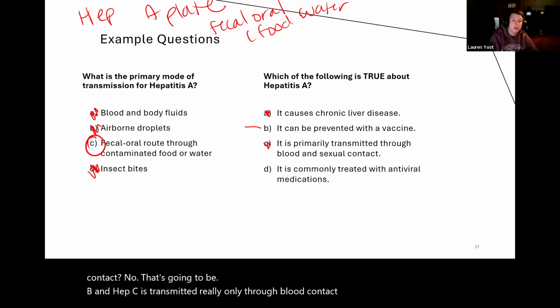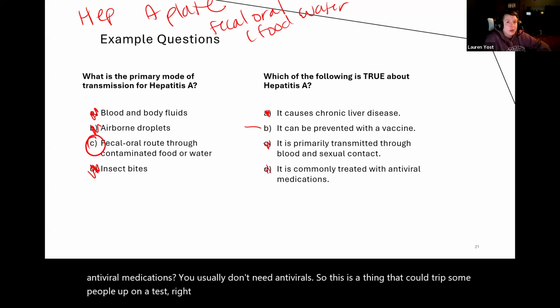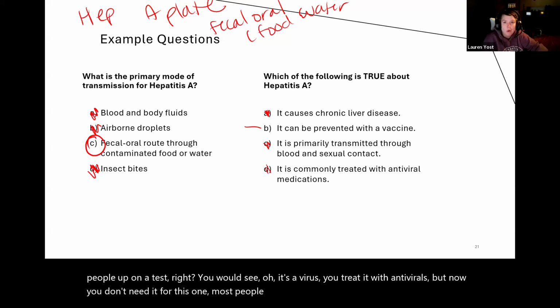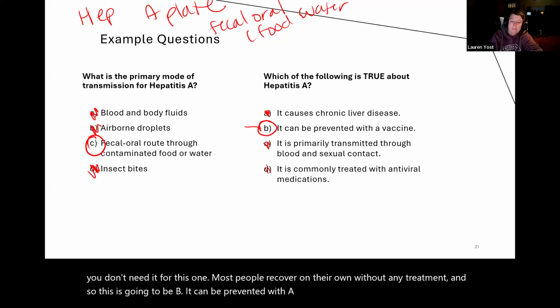Is it commonly treated with antiviral medications? You usually don't need antivirals. So this is a thing that could trip some people up on a test, right? You would see, oh, it's a virus, you treat it with antivirals, but you don't need it for this one. Most people recover on their own without any treatment. And so this is going to be B. It can be prevented with a vaccine.